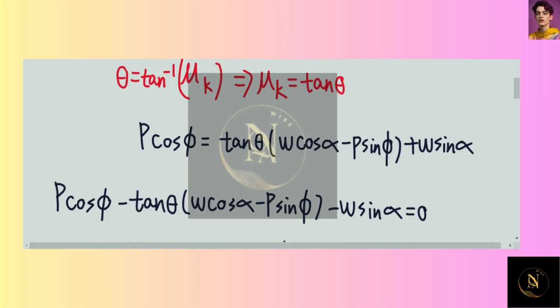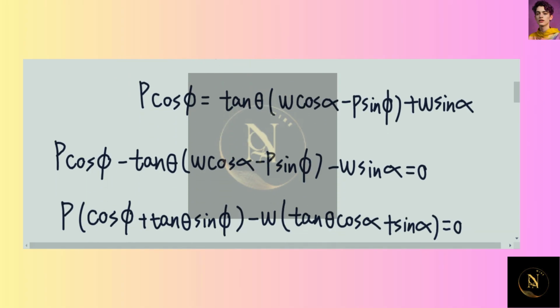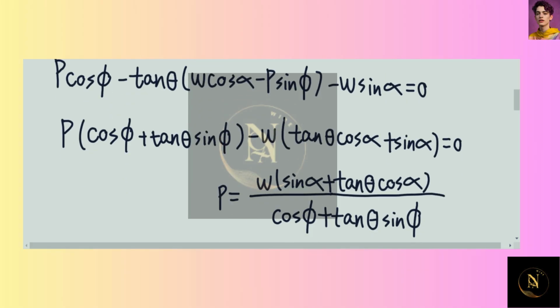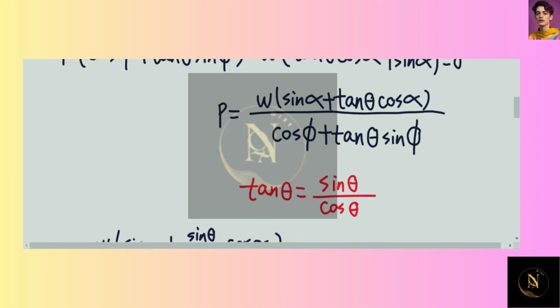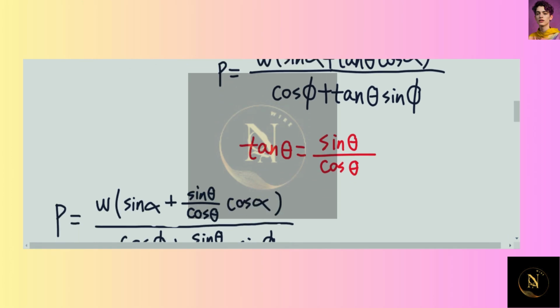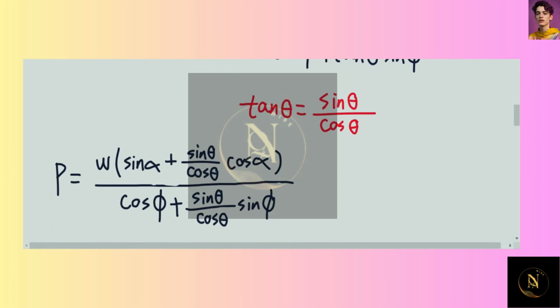So now we can do some rearrangement here. We have P times (cosine phi plus tangent theta sine phi) minus W times (sine alpha plus tangent theta cosine alpha) is equal to 0. So we have P is equal to W times (sine alpha plus tangent theta cosine alpha) over (cosine phi plus tangent theta sine phi). Remember, tangent theta is equal to sine theta over cosine theta. Therefore, we have such an equation here.